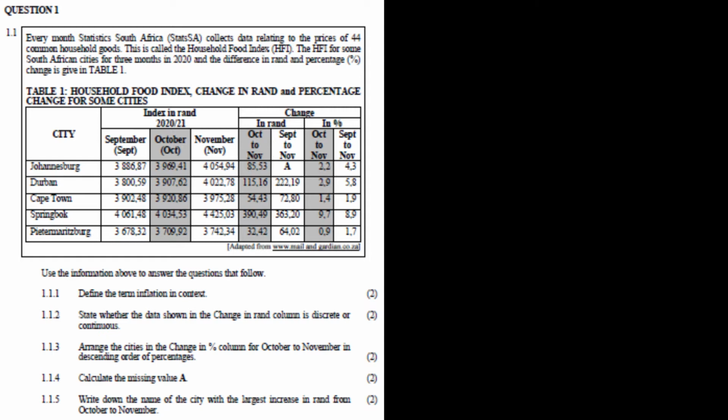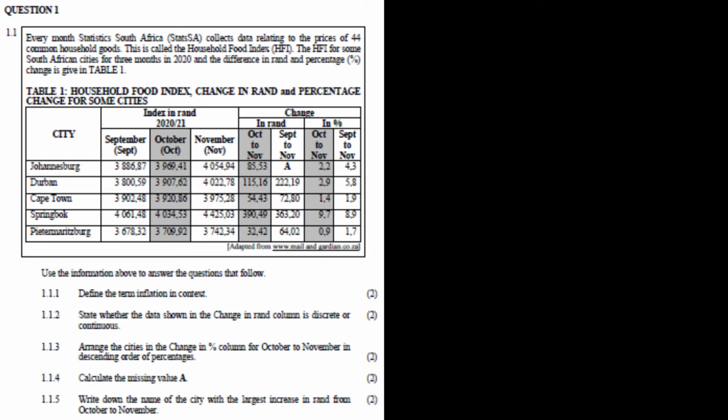Okay, so basically we have the following headings there: the city, the index in rands, and the change. Something we must notice is that the time periods there are September, October, and November. With the change, it's showing from October to November, from September to November, and so on. Okay, so let's read 1.1.1.